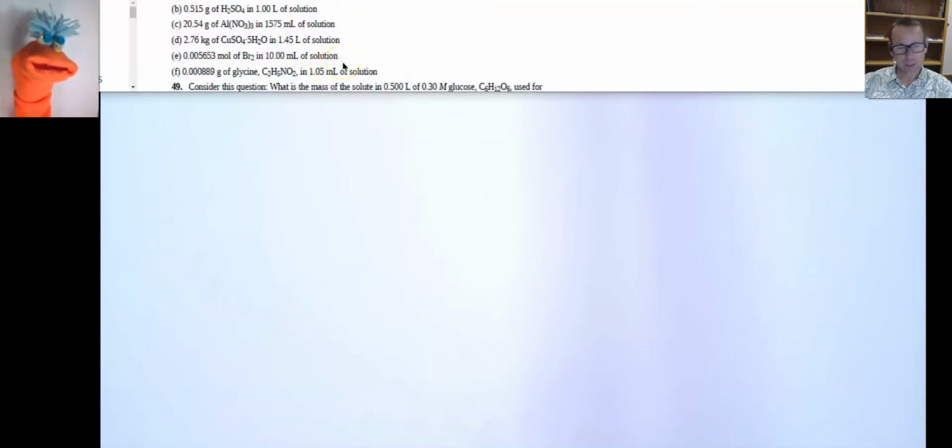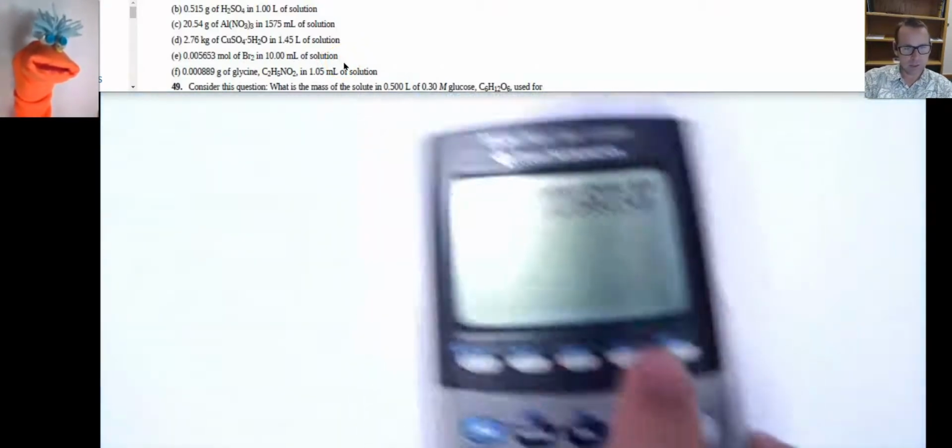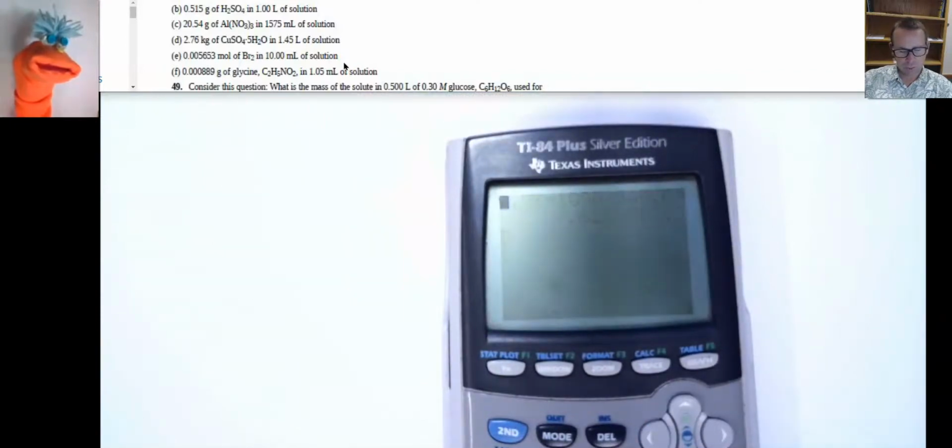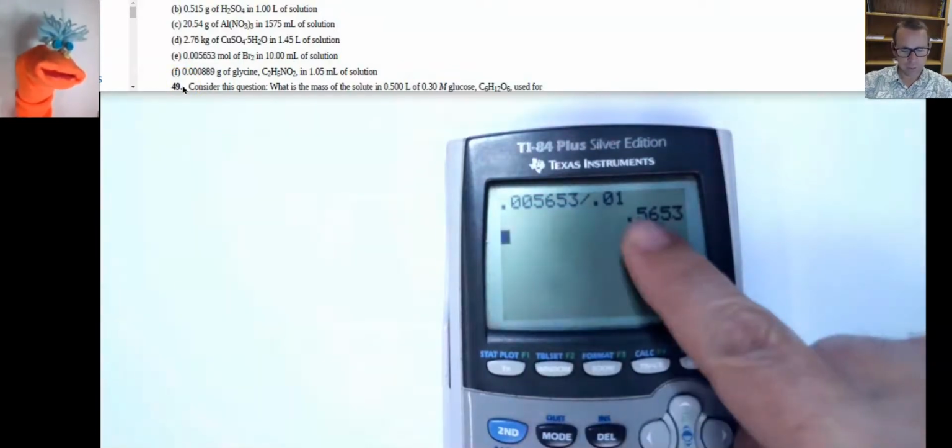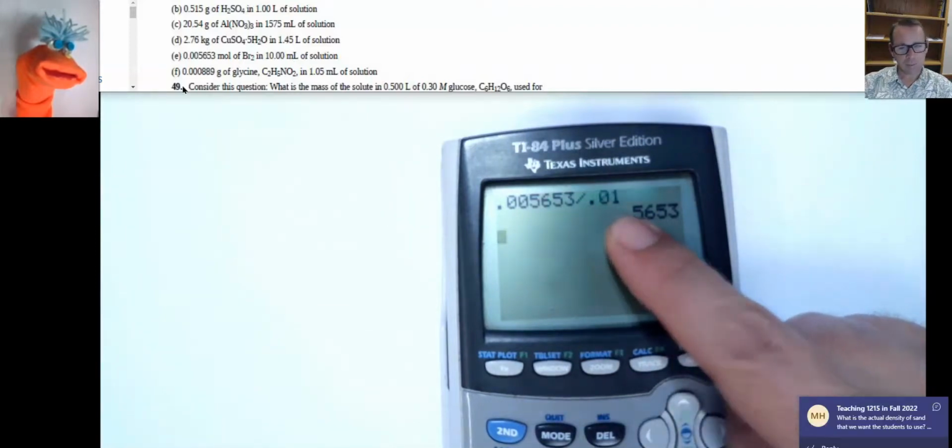B there. Look at that. They told us how many moles and they told us how many milliliters, but we can convert that to liters in our head almost, right? So we'll go from moles, 0.005653 per liter divided by 0.01. That's 10 mils. So 0.5653 is the molarity for E. How did you do that? I just put the moles over the liters, and that's 10 milliliters.